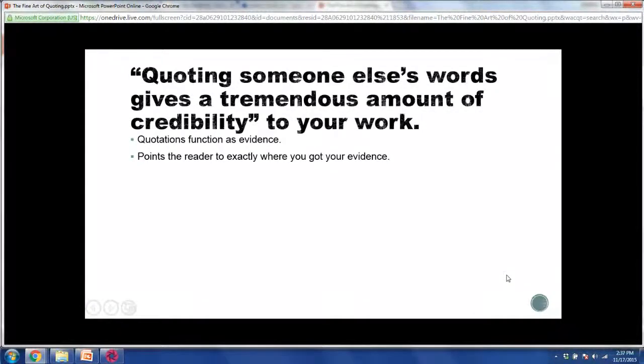So obviously, direct quotes are the best evidence. They actually give the most credibility to your work. A quote functions as your evidence, and it points the reader exactly to what you're thinking.